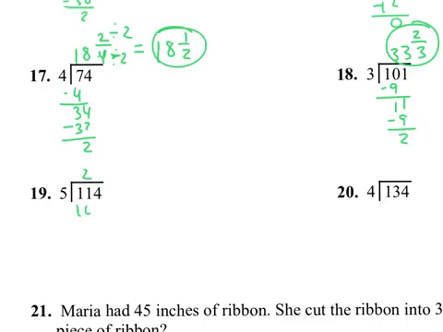2 times 5 is 10. Subtract those. I get 1. Bring down the 4. How many times will 5 go into 14? 5 will go into 14 2 times. 2 times 5 is 10. Subtract those. What's my remainder?